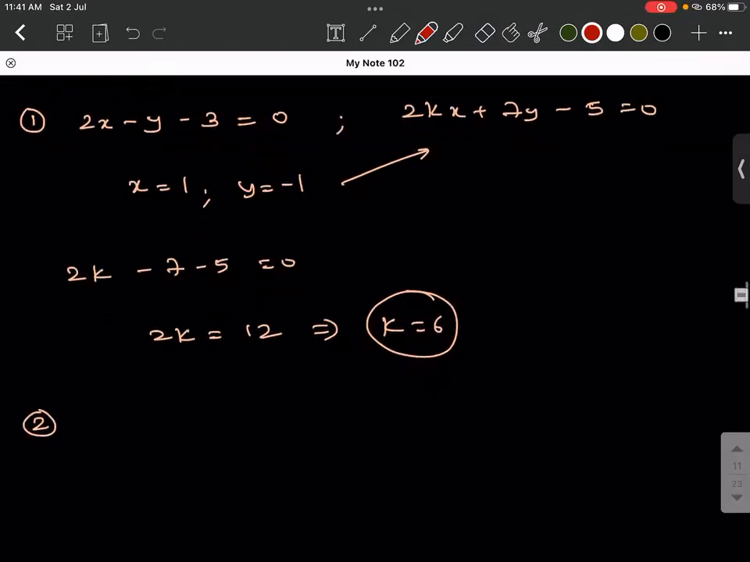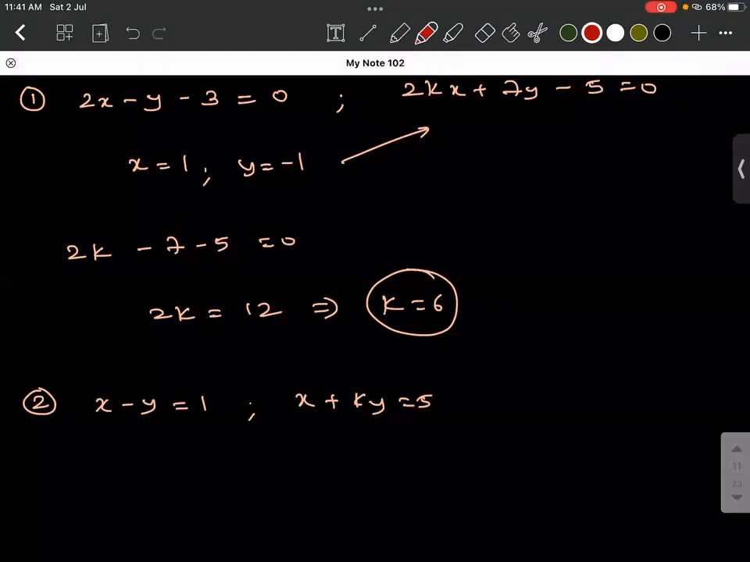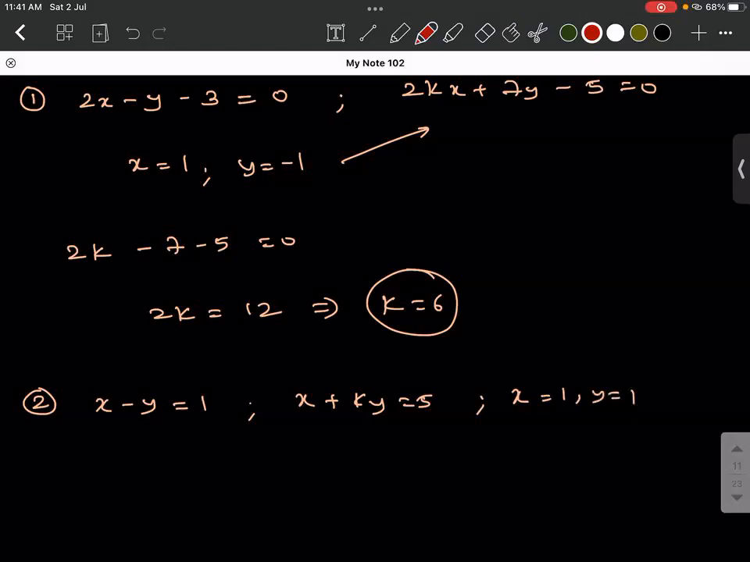Second. x minus y is 1 and... x equal to 1, y is also equal to 1 now. So the point is 1 comma 1. x equal to 2, y is equal to 1. So the point is 2 comma 1. So take it and substitute it here. 2 plus k is equal to 5. So k is equal to 3. That's the answer.